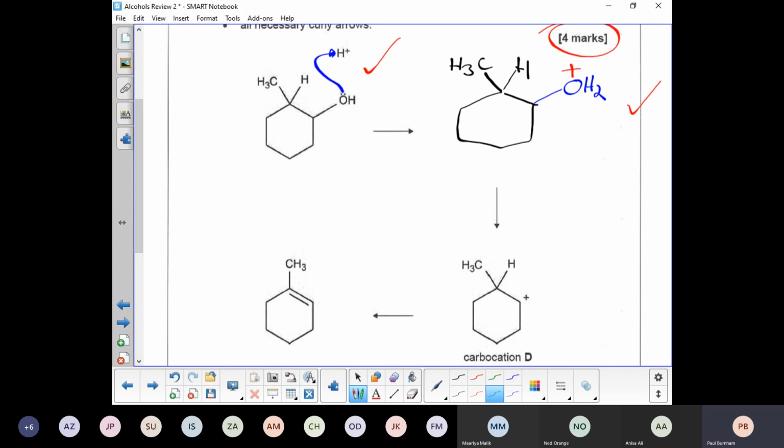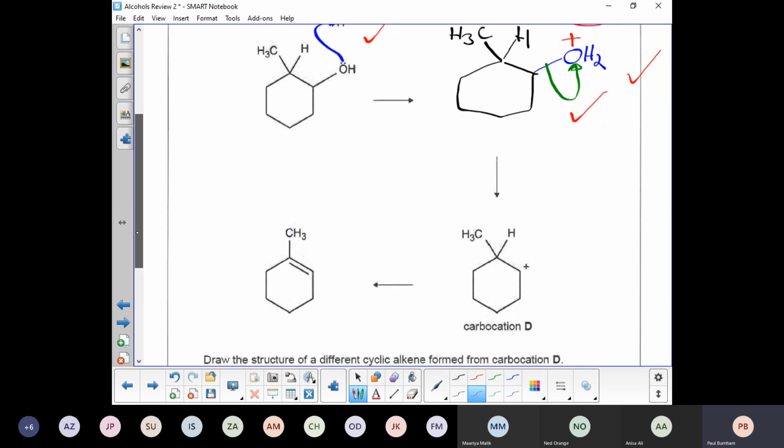Curly arrows need to be shown accurately, and you'll see in the notes that we suggest you start either from a bond or a lone pair. I would always aim to start in the middle of a bond, and I would always draw my curly arrow to the atom that it goes to, and in this case, that curly arrow would go to the oxygen. That would form water. And so I'm going to get a second mark in this little section for that accurate curly arrow. So I'm on 3 out of 4.